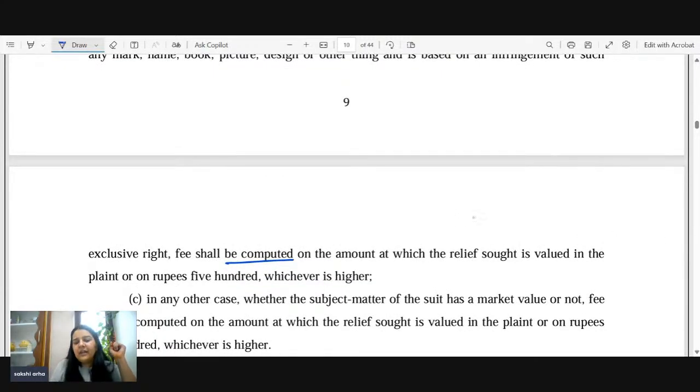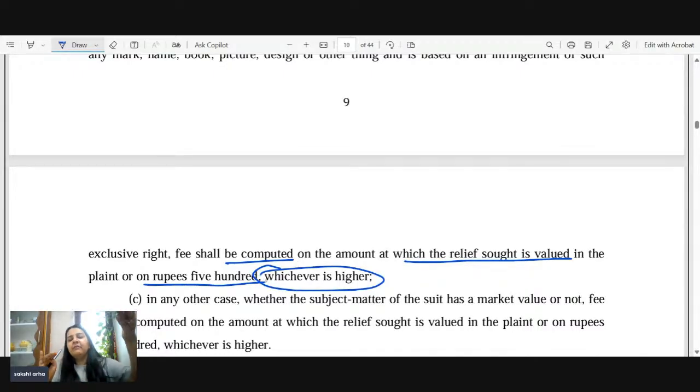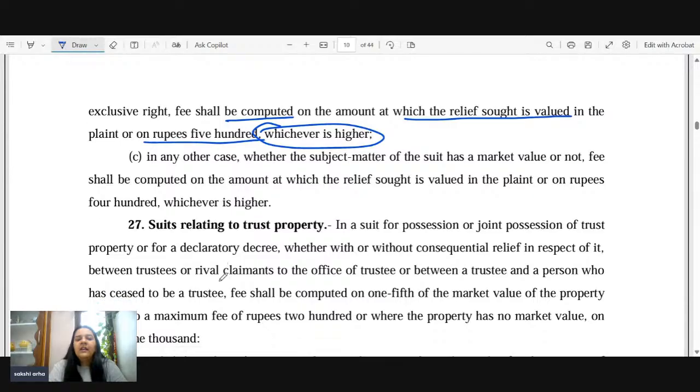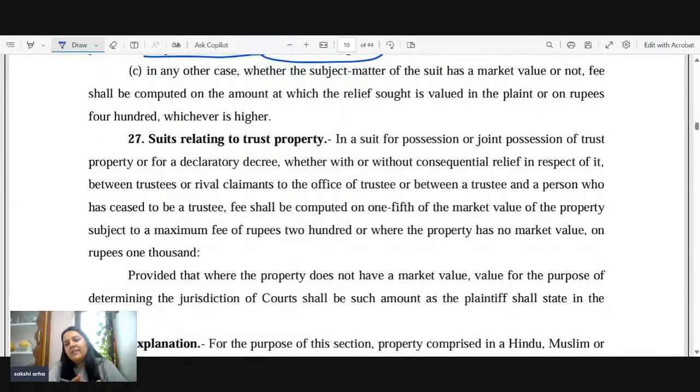in that case the fee shall be computed either on the relief sought or on ₹500, whichever is higher. If you are seeking relief of more than ₹500, the value will be on the relief you have sought, but if the relief sought is lesser, then the fee payable will be on ₹500. In any other case where the subject matter of the suit has a market value or not, the fee shall be computed according to the relief which is sought, or ₹400, whichever is higher. So again, the same thing, you have to learn all these things by making a table.